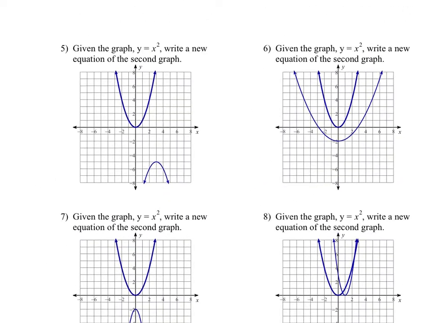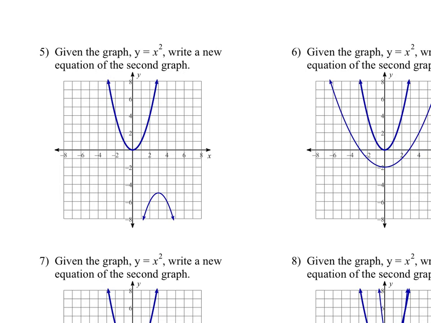Now, look at this one. I got you 2 graphs. Here's your parent graph, and here's your second graph. So what happened? So my vertex here on my parent graph, and now here's the vertex here. So if you look, it went to the right 1, 2, 3. It went to the right 3. And then it went down 1, 2, 3, 4, 5. It went down 5. So my new vertex is 3, negative 5.